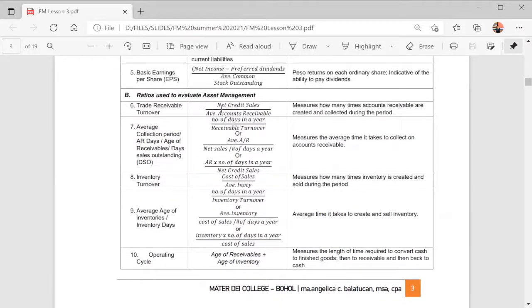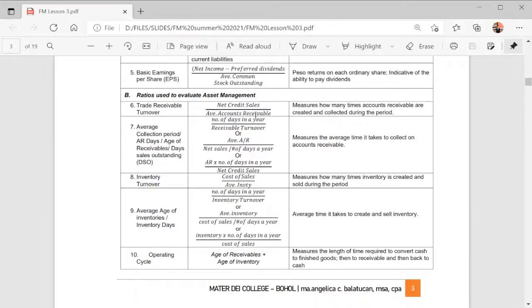Then for the turnover, we have receivable turnover, inventory turnover. There's also payable turnover and total asset turnover. So the formula for this one is net credit sales over average accounts receivable. By the way, don't be confused if in some illustrations they do not use average. Some prefer the ending balance instead of average.